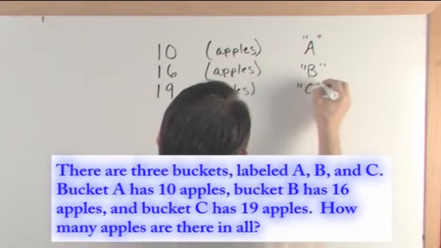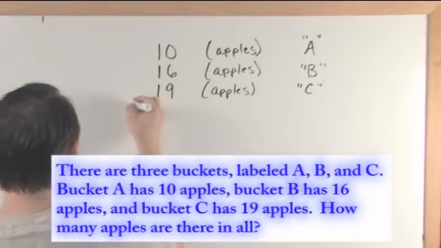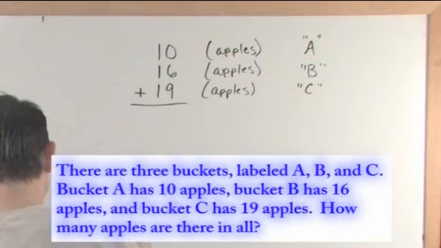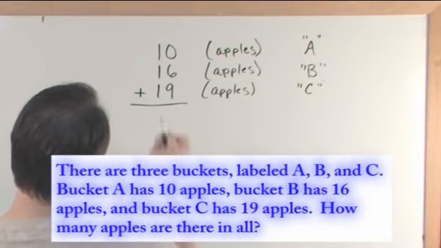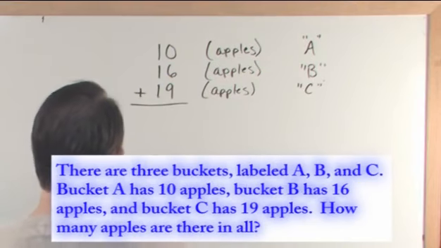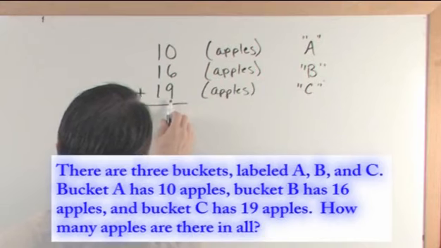And that's in bucket C. And I know that I have to add them together because the problem is saying how many apples are there in all. So I must add them. So you see, I wrote them down one on top of another so I can add them, and I always start in the right-hand column.